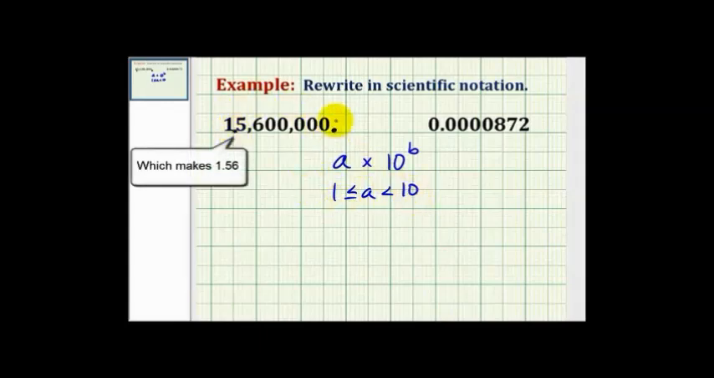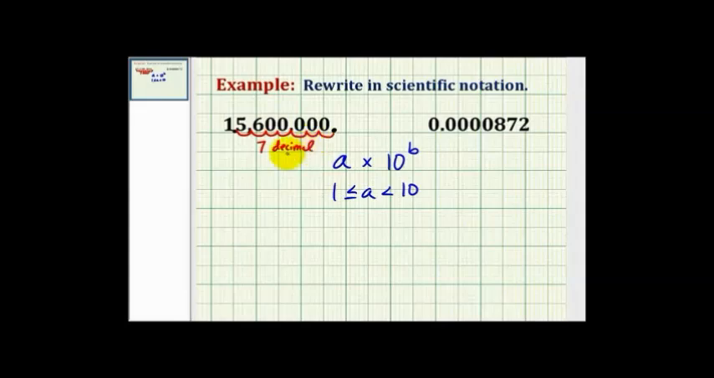Now by counting the number of decimal places from here to here, we can determine the exponent on 10. So we have to move it 1, 2, 3, 4, 5, 6, 7 places to the left in order to satisfy the requirement for the value of A. Therefore, written in scientific notation, we would have 1.56 times 10 to, we move the decimal place 7 places to the left, so our exponent will be positive 7.